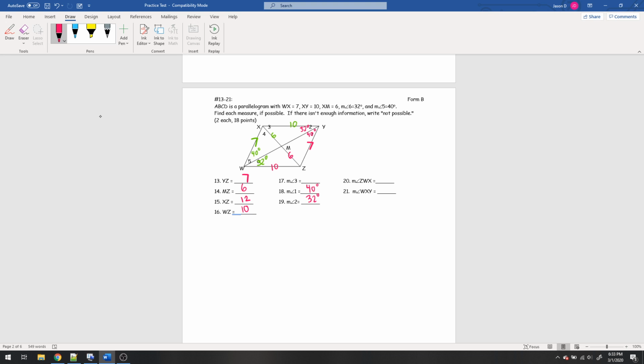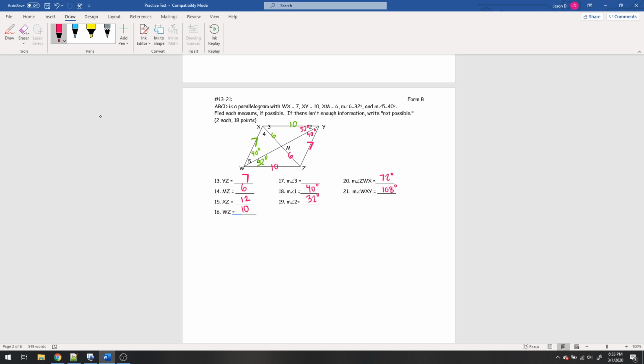20. Measure of ZWX. ZWX is just the combination of our 40 and 32 degrees, and so that's 72 degrees. And WXY has to be supplementary to 72, because that's another quality of parallelograms, is that consecutive vertex angles have to be supplementary to each other. And that means that this has to be 108 degrees, because combined with the 72, they have to together add to 180 degrees.